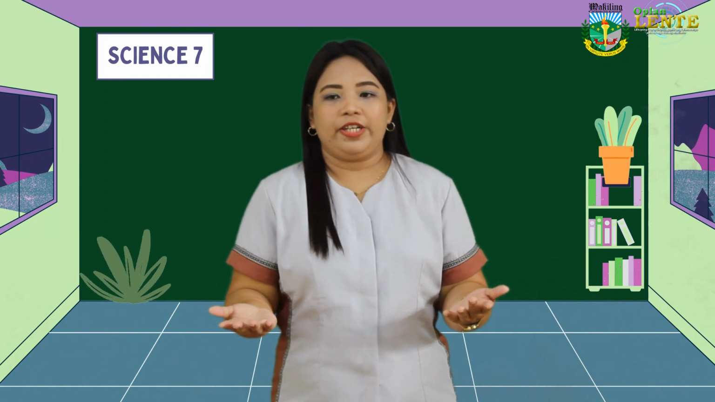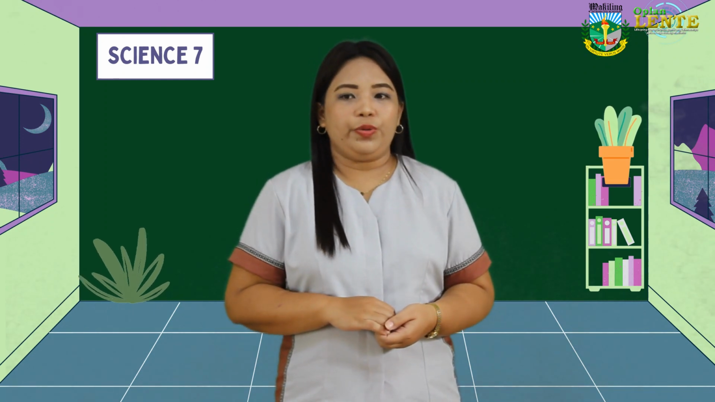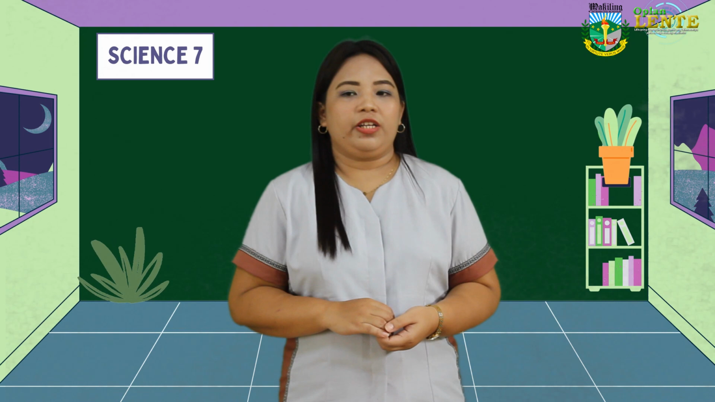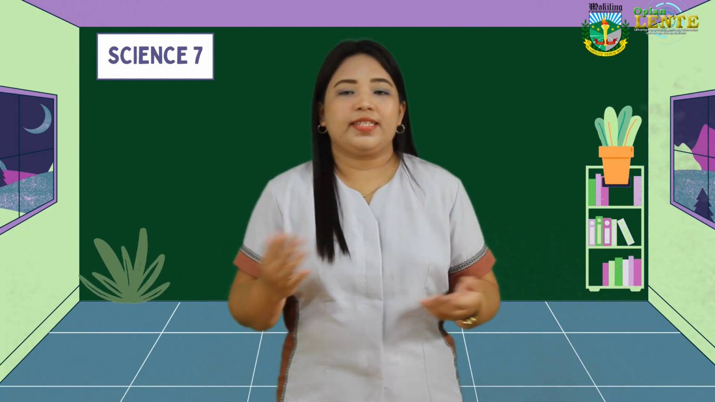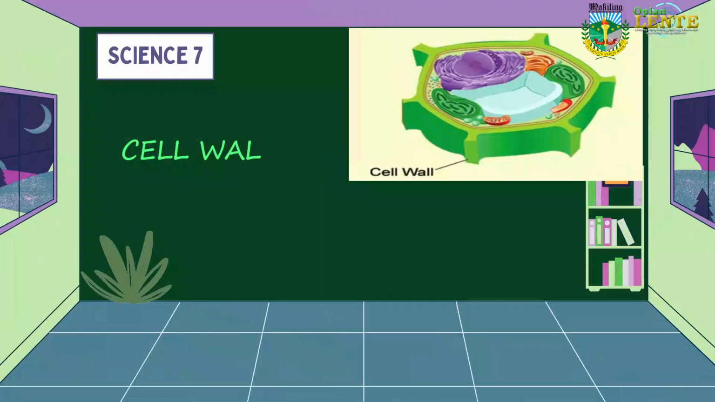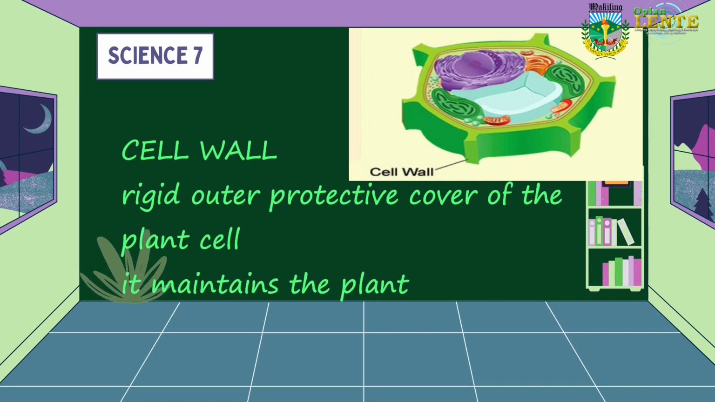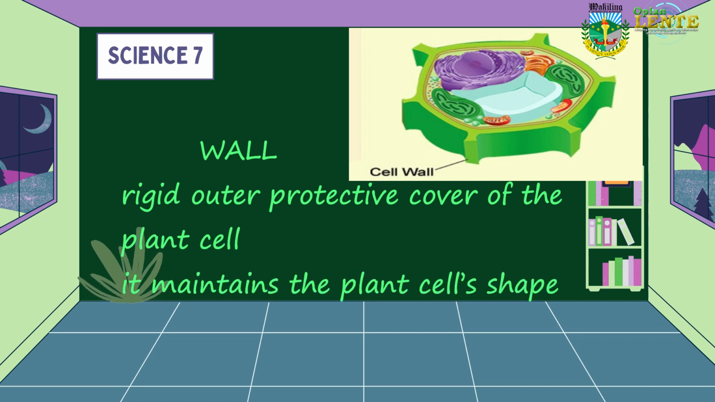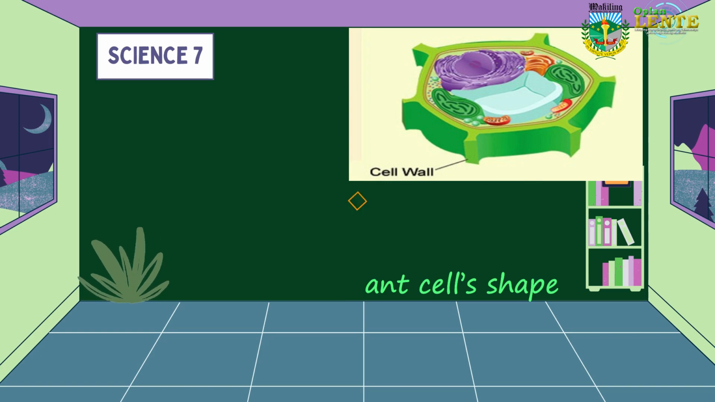The general parts of the cell are given to you, but some parts are particular to a plant and an animal cell. What are these parts? Let us proceed to the plant cell. The cell wall is the outer lining beside the plasma membrane. The cell wall adds stability and protection to plant cells.